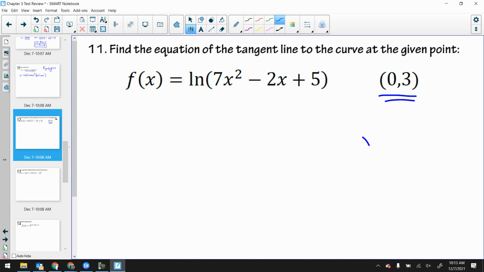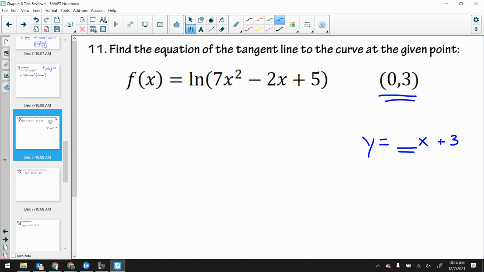Honestly, this is our answer: something x plus 3. We just got to figure out what that something is. Like that's calculus in a nutshell, right? Figuring out the slope of the tangent line at any given moment. So cool. All right, so finding the derivative will tell us the slope.